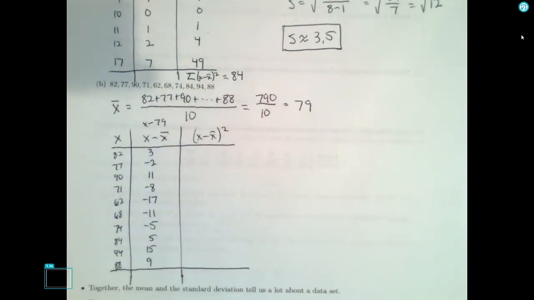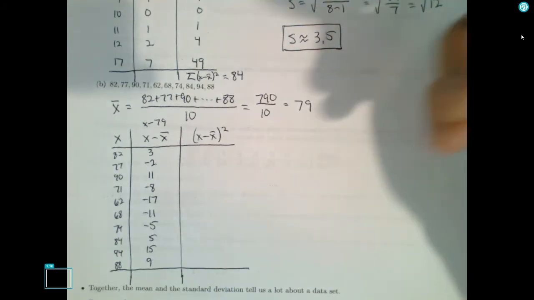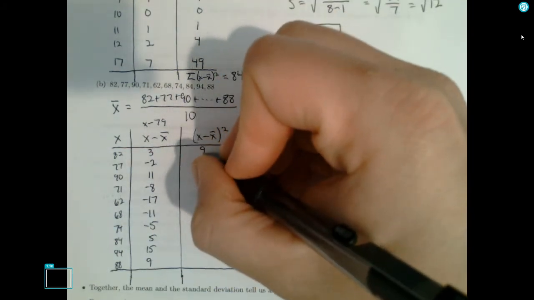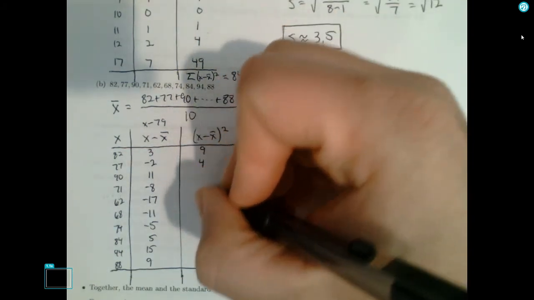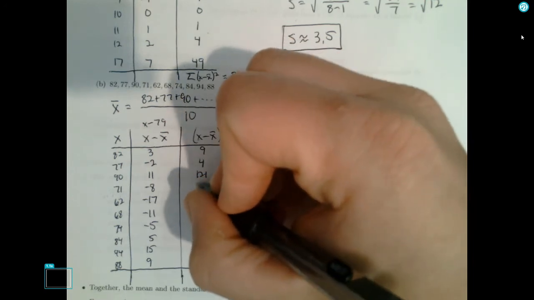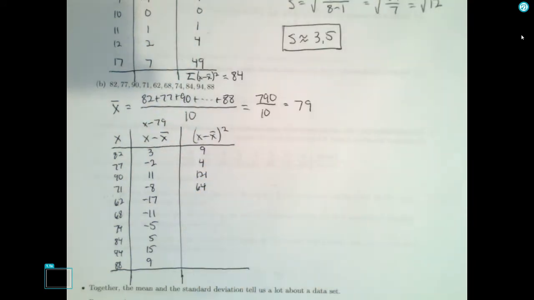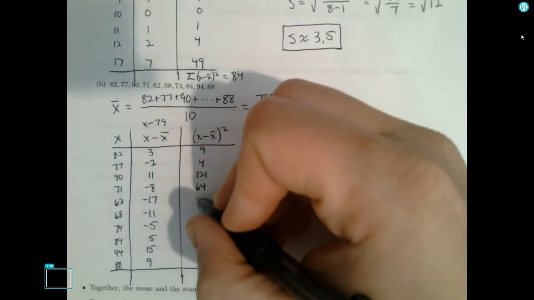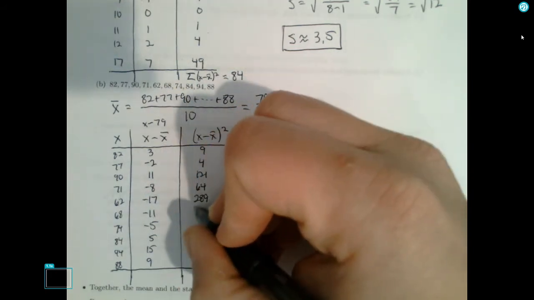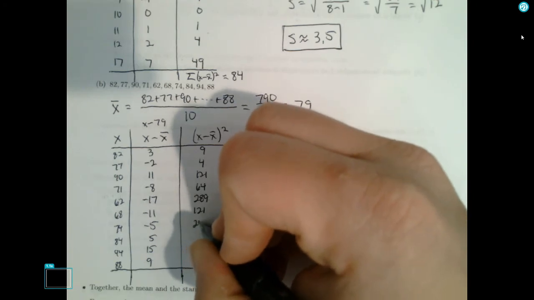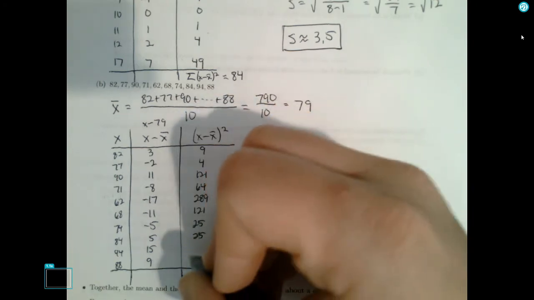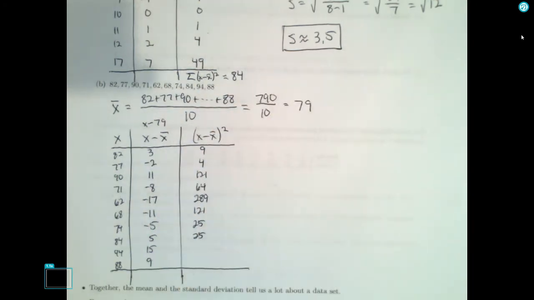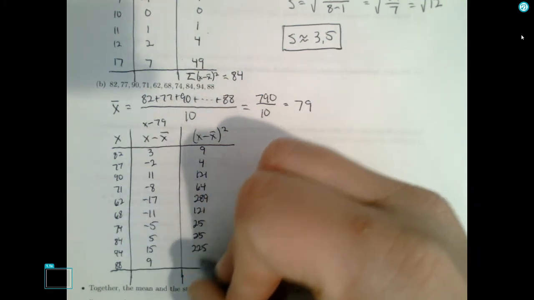Okay. Then I have to square all of those things. 3 squared is 9. Negative 2 squared is 4. 11 squared is 121. 64. Oh, 17. I think it's 289. 17 squared, 289. Yep. 121. 25. 25. 15 squared is 225. Is that right? 225. Yep. 9 squared is 81. Let me add these things up.